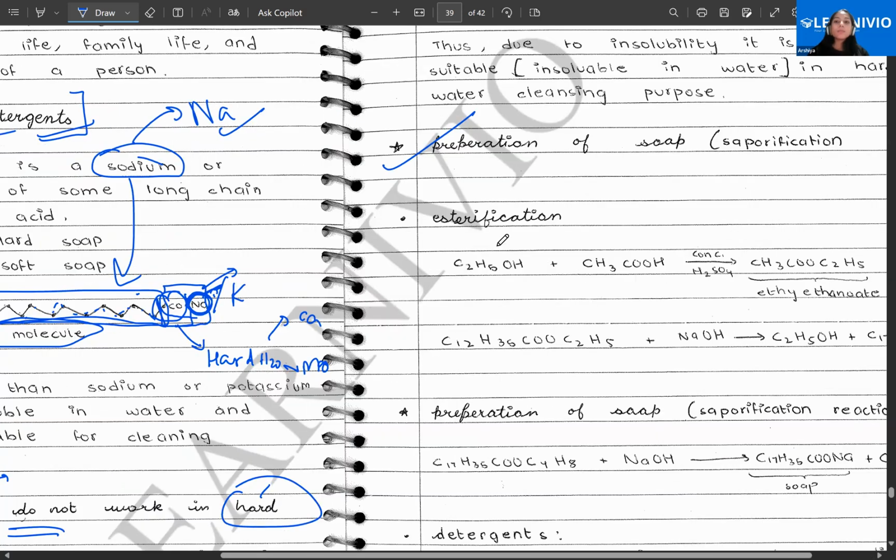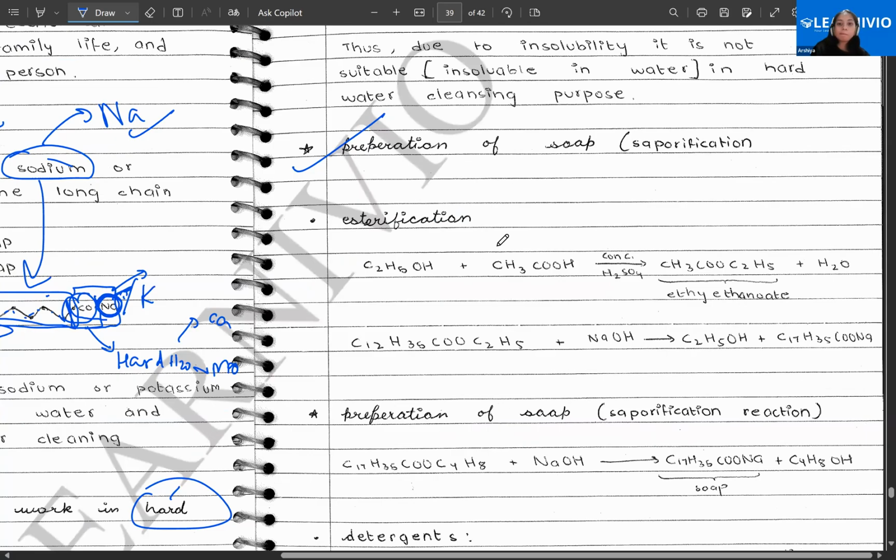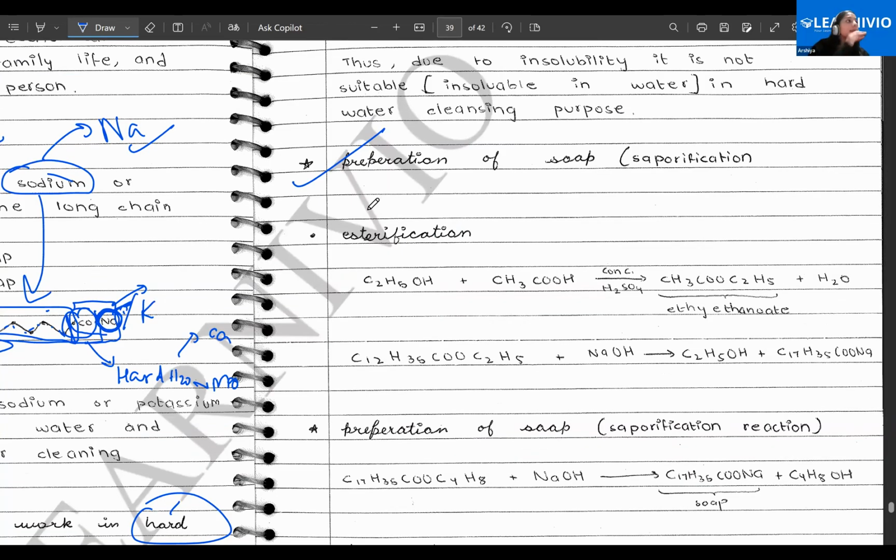Ma'am, clear? Where can we find a proper hard water? Yeah, sorry. So what were you saying? Ma'am, where can we find hard water?